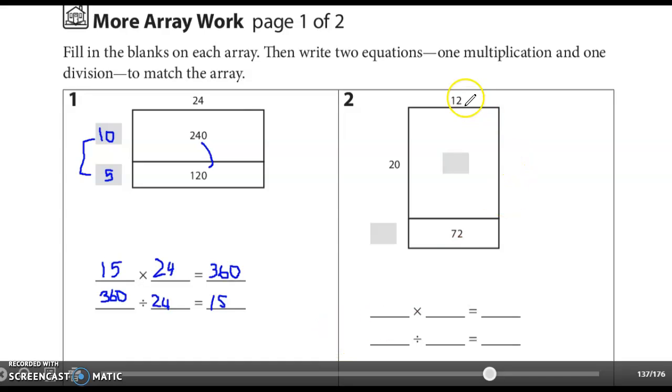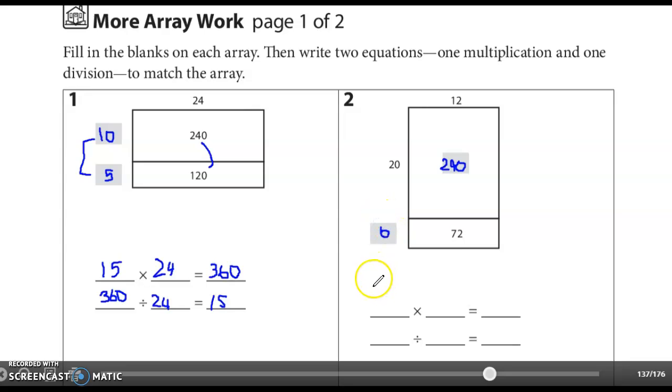So on number 2, 20 times 12, well, I know 10 times 12 is 120, so 20 times 12 is going to be 240. And then you have to think, what times 12 is 72? And the answer is 6.